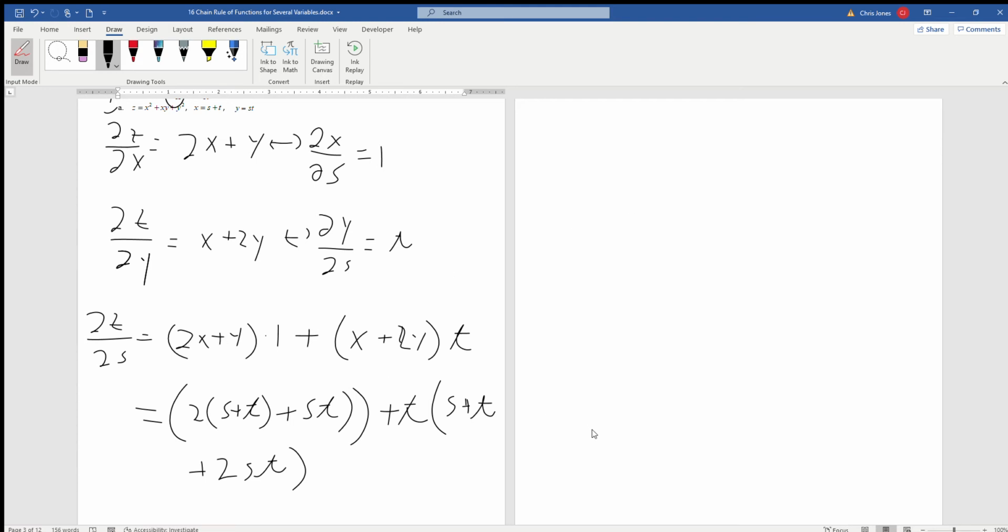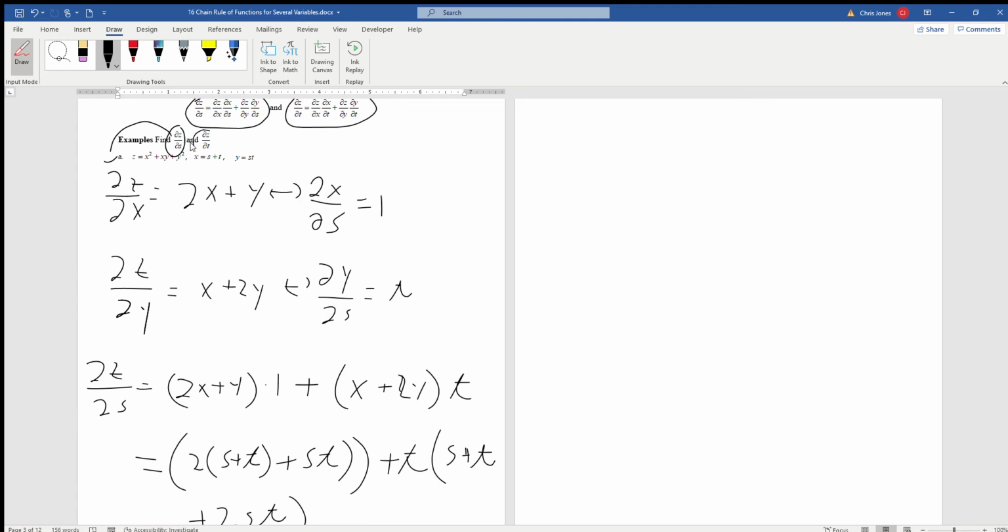Now, in the same vein, we need to find partial z partial t. If we find that, we're going to do the exact same thing. We're going to start out by finding partial z partial x, which we already know. That's 2x plus y. And then we also need to find partial x partial t, not partial x partial s like last time. That's 1 again. If we take the derivative of s plus t with respect to t, that's just 1.